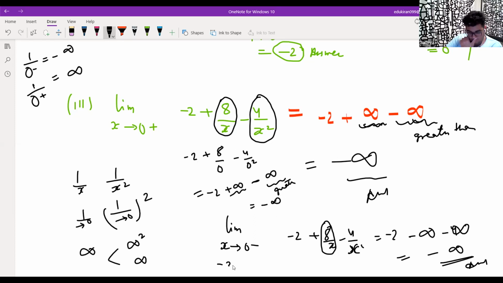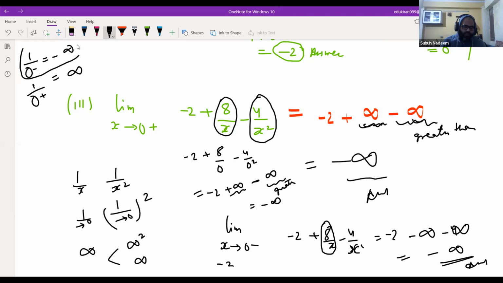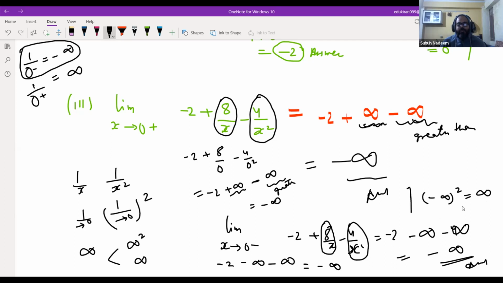In the next one, it is minus 2, and this is 0 minus. So x is 0 minus. If you take the reciprocal of 0 minus, you get minus infinity. So 8 into minus infinity will be minus infinity. And 0 minus square, minus infinity square, will be plus infinity. So this will be plus infinity, and with the minus outside, minus infinity. So overall, it will be minus infinity. If you take a square of minus infinity, you will get plus infinity. So both will give you minus infinity.